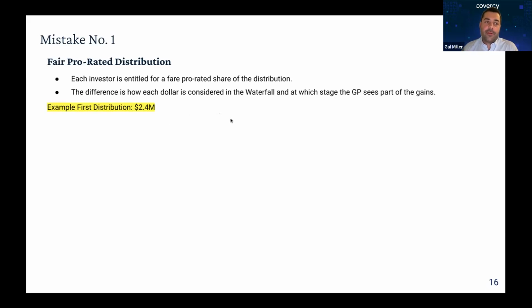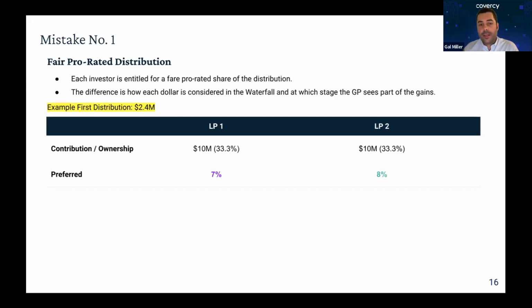Let's take as an example a first distribution of $2.4 million. We have two LPs. They both invested $10 million, and they both have the same ownership in the deal. The difference is LP1 has a 7% preferred rate, while LP2 has an 8% preferred rate.